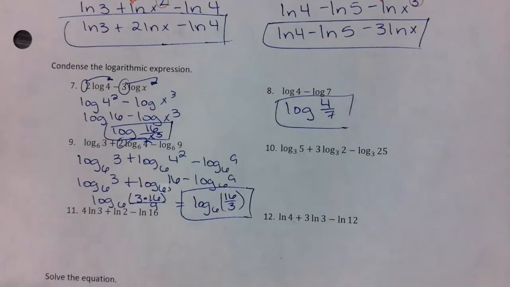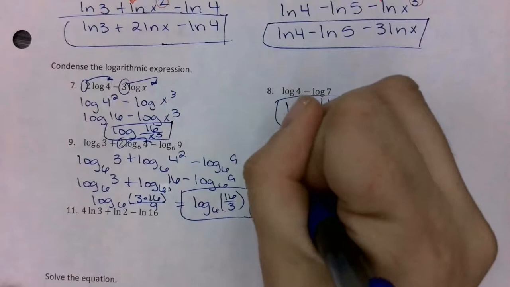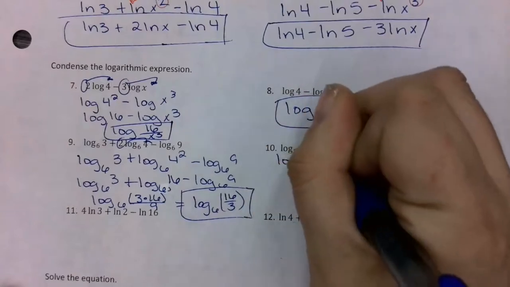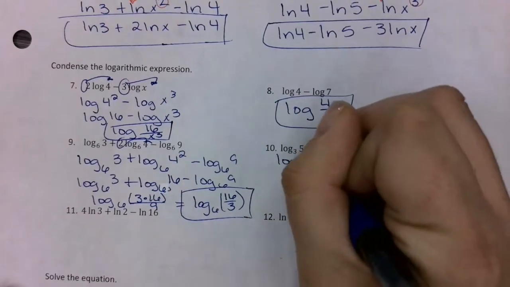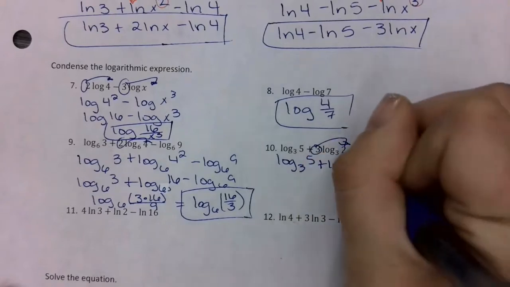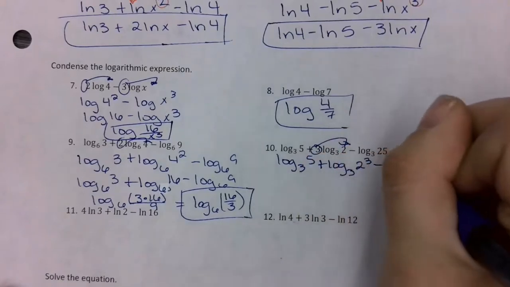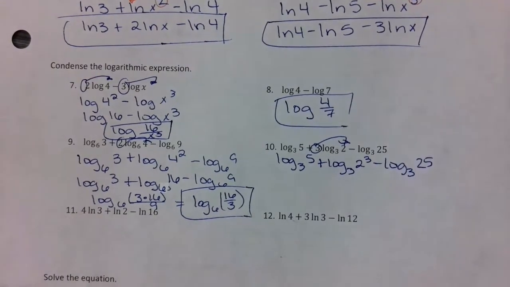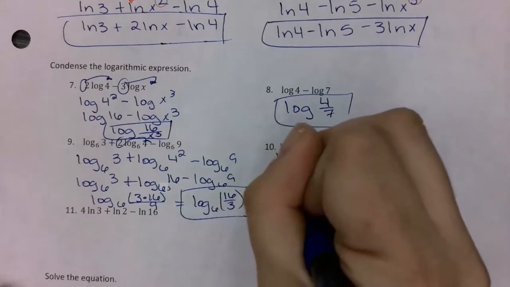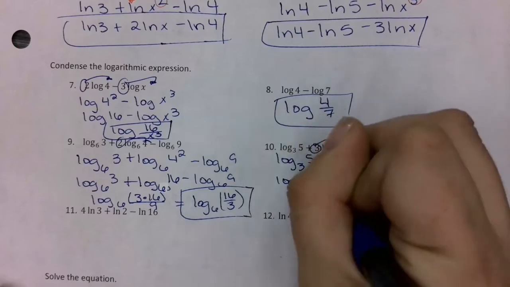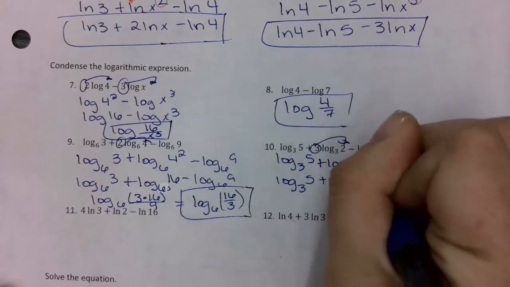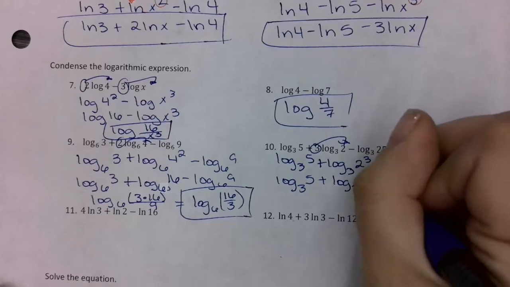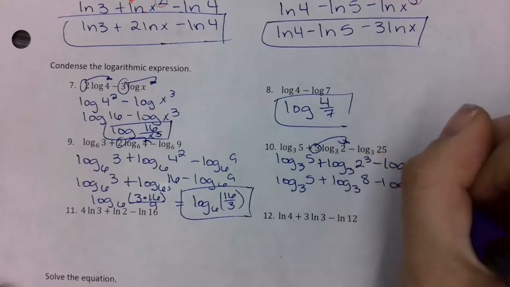Same thing on number 10. So I have log base 3, 5. Exponent moves back, so I have plus log 3, 2 cubed, minus log base 3, 25. Then I want to simplify. So I have log base 3, 5, plus log base 3, 2 cubed is 8, minus log base 3, 25.